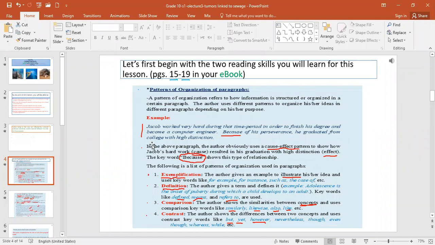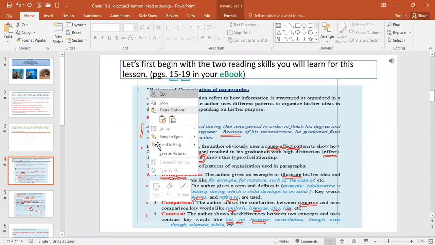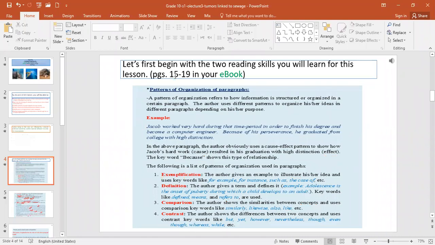Now, the first pattern that you are going to take this year is what? Who can read to me? Number one is what pattern? Sharif, can you read number one, please? Michael, can you please read number one? Volunteers? Yes, Miss, I can read it. Yes, Fatima, please. What's the first pattern that you're going to learn this year? Exemplification. What is that?